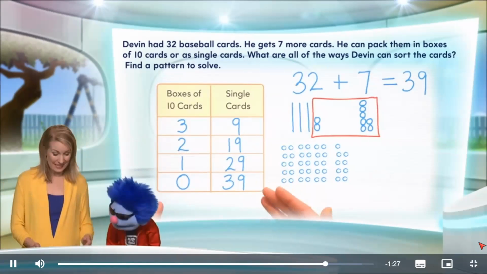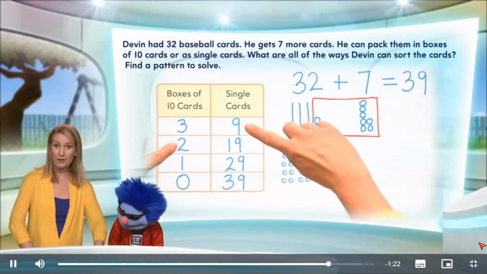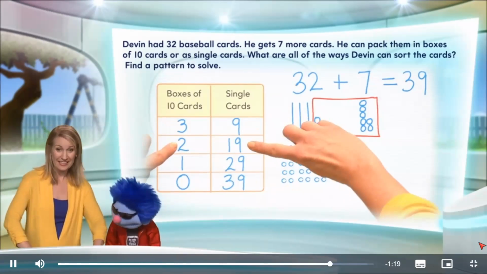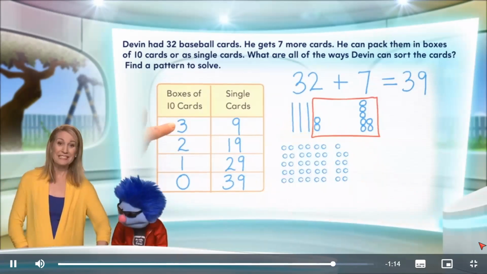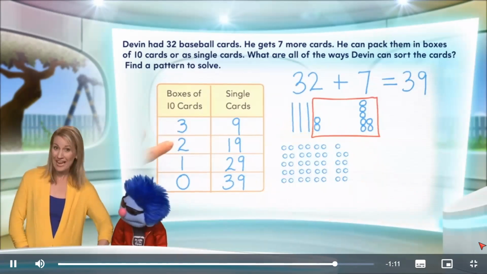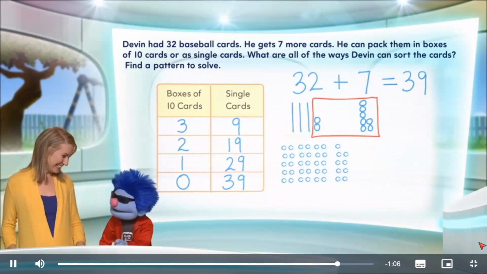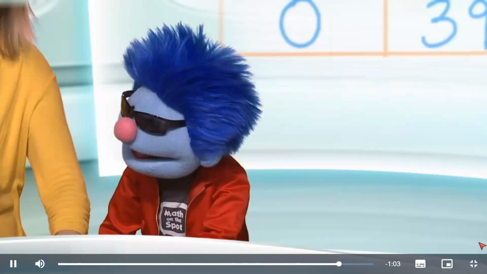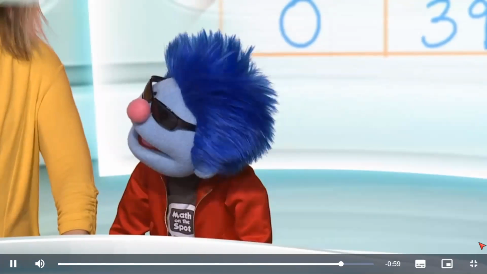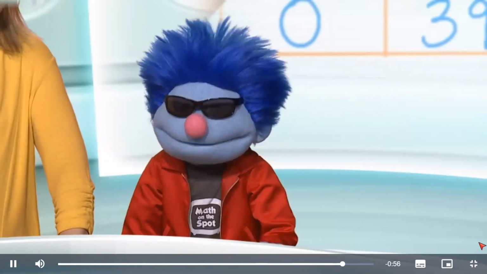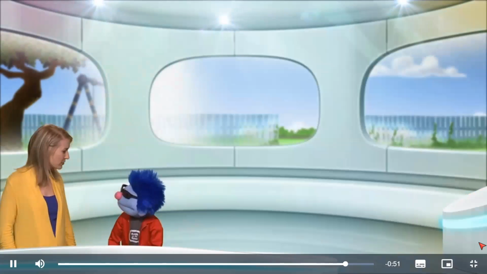All right, let's take a look at the pattern one more time. Do you see that when he went from 3 boxes to 2 boxes, the number of single cards went from 9 to 19? That's 10 more than what he had before. So every time you have one fewer 10, you will have 10 more ones. So every time you take away one box of 10 cards, you get more single cards? That's right. And it's 10 more single cards? That's exactly right. Well done.